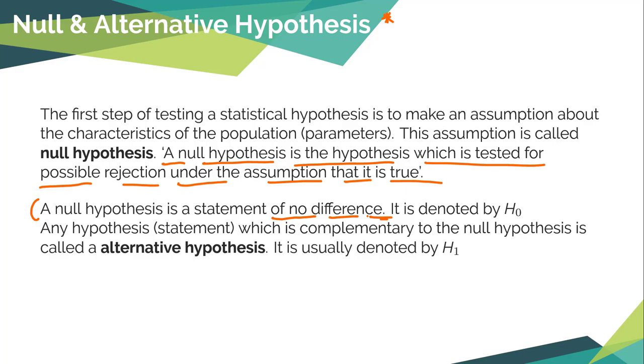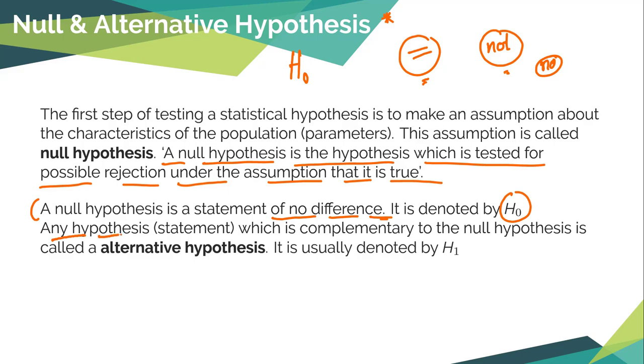No difference means it must contain the equal sign, or the word not. It is a very general rule that I follow while setting up a null hypothesis, that it must contain an equal sign or the word not, or the word no. No difference. This kind of statement is regarded as a null hypothesis, and we denote it by H naught. H suffix 0 is the notation for the null hypothesis.